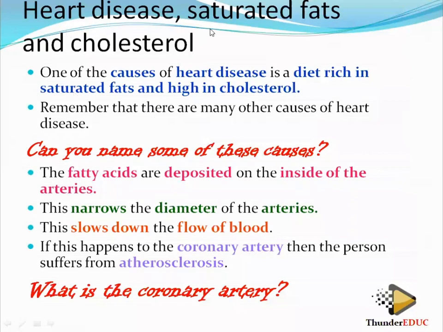Then lastly, heart diseases, saturated fats, and cholesterol. One of the causes of heart disease is a diet rich in saturated fats and high in cholesterol. Cholesterol makes the blood vessels be blocked and creates high blood pressure, because the lumen has been narrowed. The hole where the blood is passing has been narrowed. Therefore, it causes heart attack. It means that less oxygen and less blood will go to the heart, and then the heart will have a heart attack.